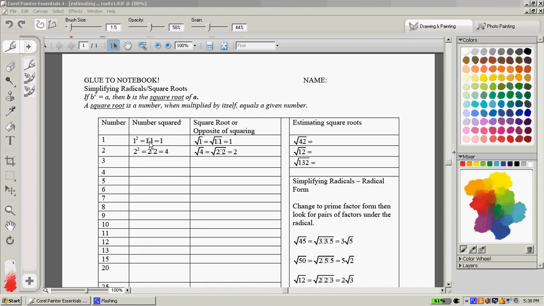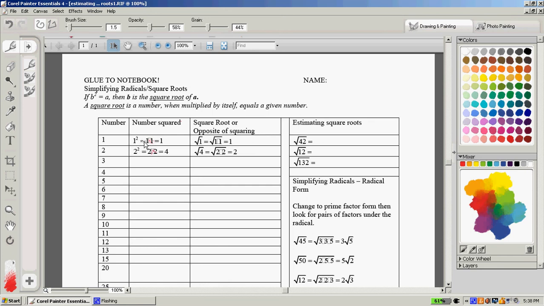If you can see on this worksheet, there's a little box. It didn't really come out. That's supposed to be a multiplication sign. So the first thing I want you to do is take your pen or pencil and add either a dot for multiplication or a multiplication sign. It's supposed to be 1 times 1 equals 1, and 2 times 2 right there.